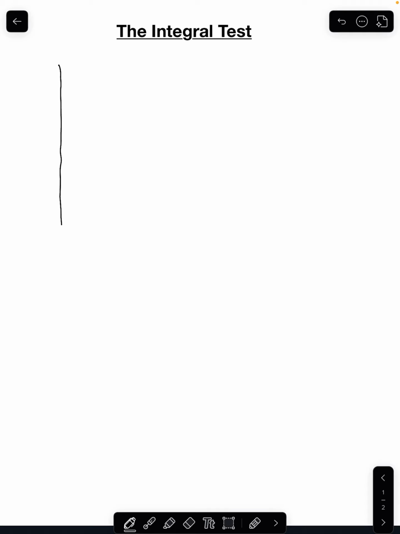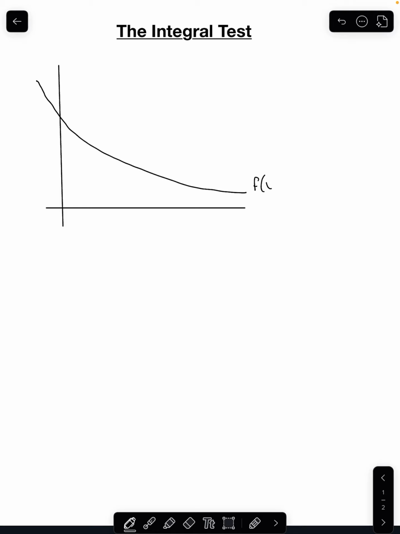Let's consider the example of a function that is positive, decreasing, and continuous. We will call that function f of x. Now, we keep it positive to make our lives a bit simpler, much like in the divergence test, where we saw series in which all the terms were positive.